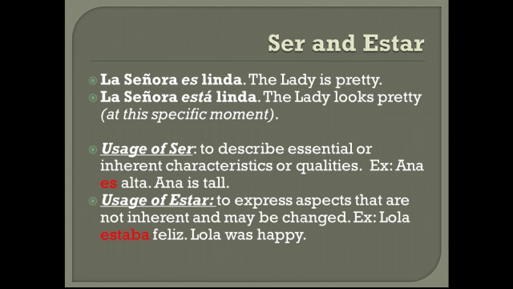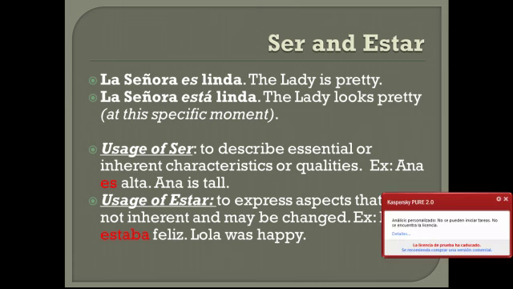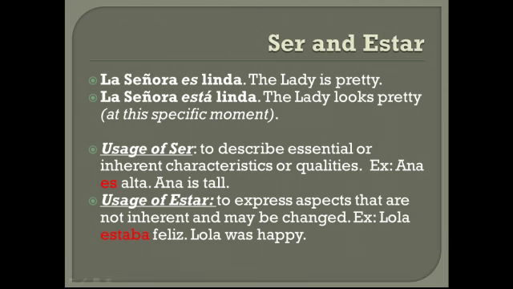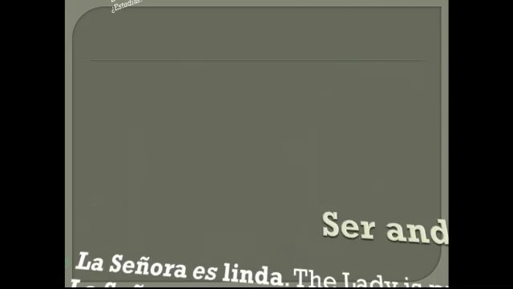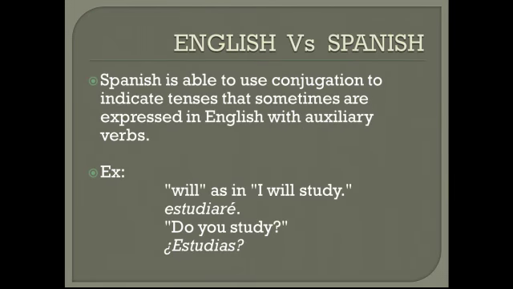According to this, we could say that the usage of ser semantically is used to describe essential or inherent characteristics or qualities. For example, Ana is tall. Ana es alta. While estar semantically is used to express aspects that are not inherent and may be changed. Like for example, Lola was happy. Lola estaba feliz.